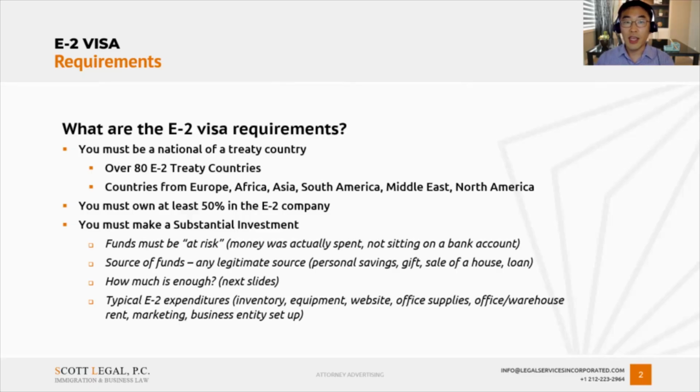In real life, yes, you could claim it for the company's tax deduction purpose, but such is not highly recommended for an E-2 visa application. So keep in mind that inventory, equipment, website, office supplies, office or warehouse rent, and marketing and business entity setup, these are the most preferred expenses for your E-2 visa case.